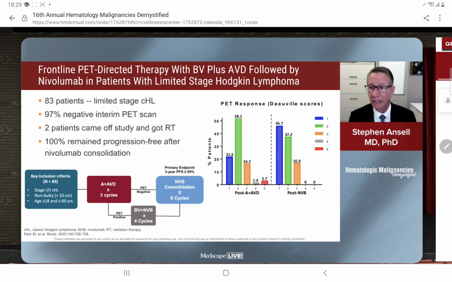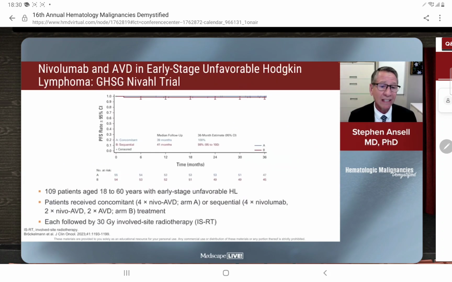I think the important thing to see is that the vast majority of patients had an excellent response. Only 2 patients required radiation treatment, and progression-free survival after consolidation with nivolumab in the patients that had a PET negative result was 100% with longer-term follow-up. So just to say, as new agents are brought into the combination, you can actually more safely remove radiation therapy and maintain excellent results. And these data were confirmed by an additional study.